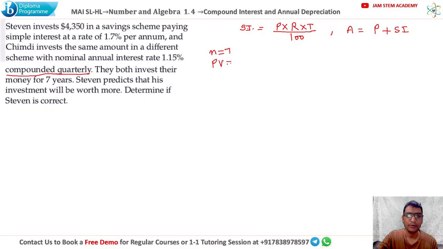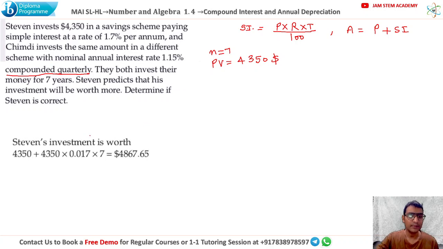The present value for both is $4,350. But R is different for both, and also the schemes are different. So let's find. It says Stephen predicts that his investment will be worth more. Determine if Stephen is correct or not. So what do we have to do? We have to find the final amount after 7 years in both the schemes. First is according to simple interest. Second is according to compounding, and compounding is done quarterly. So K is 4 already. So let's find this.